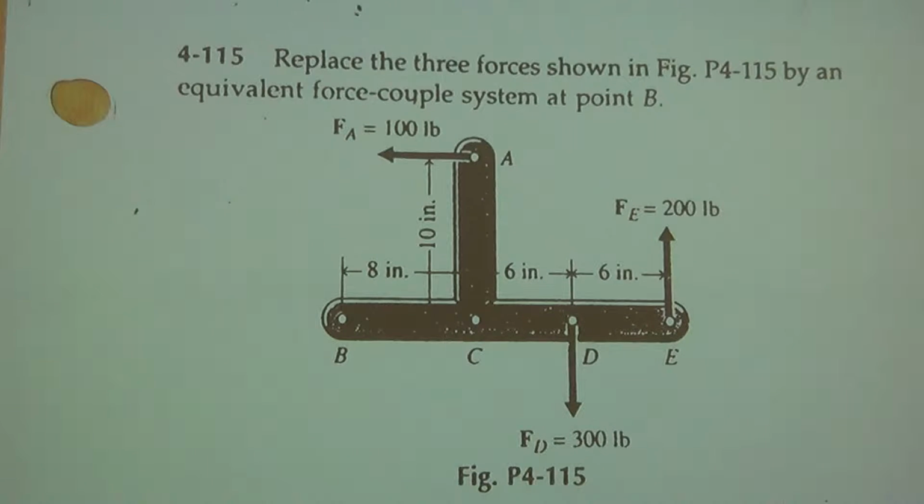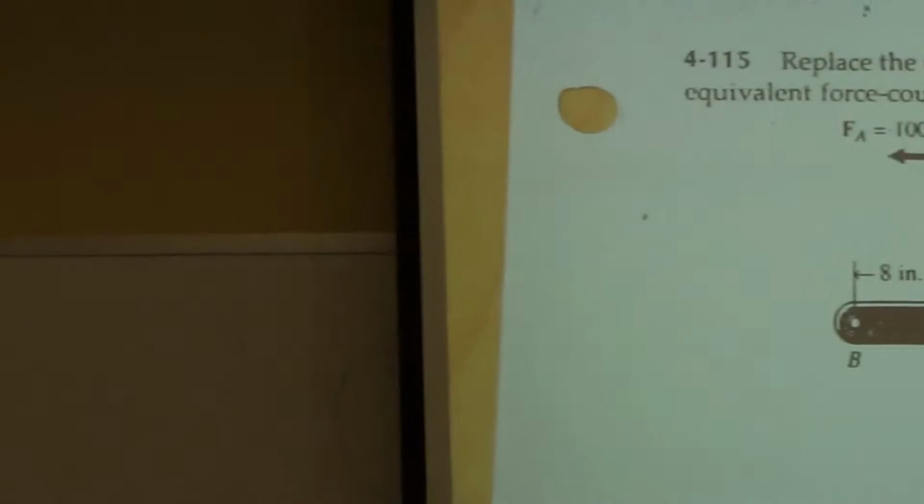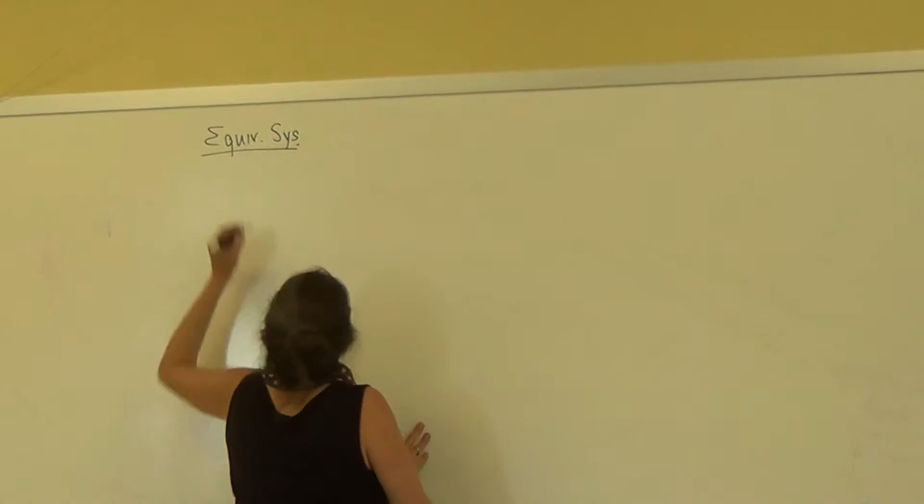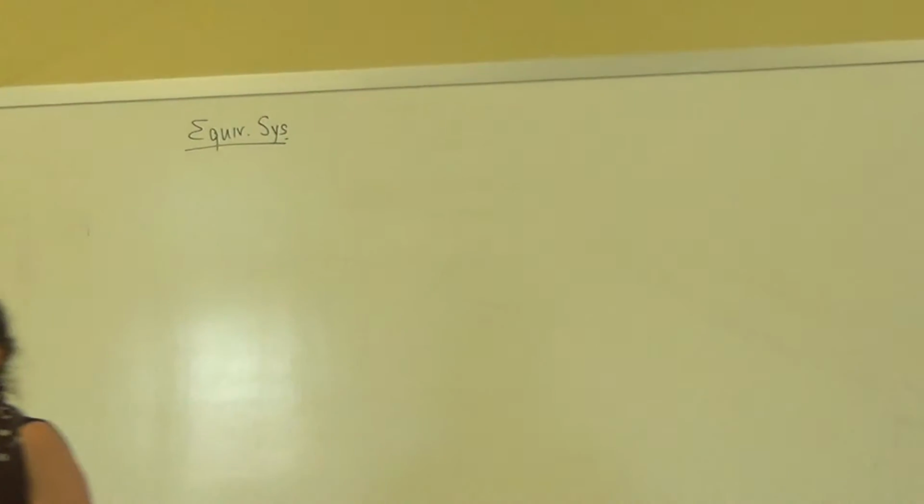Okay, so it's an equivalent system problem. Which type of equivalent system problem? Is it a force location problem or a force moment problem? Force moment. So why? How do we know that? It says replace the three forces shown by an equivalent force couple system.